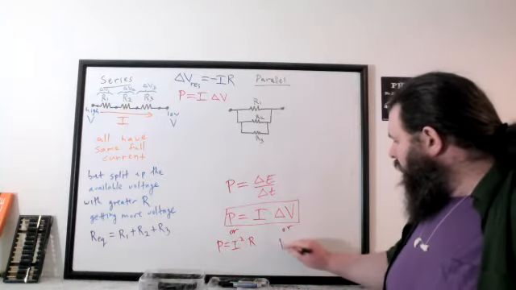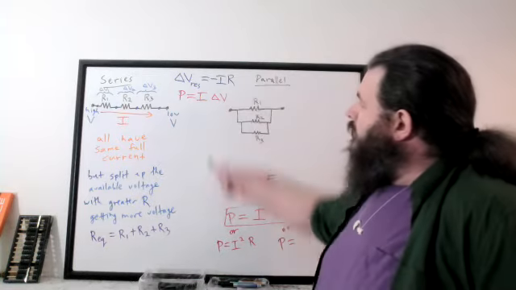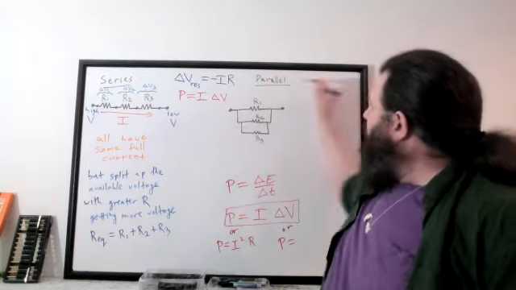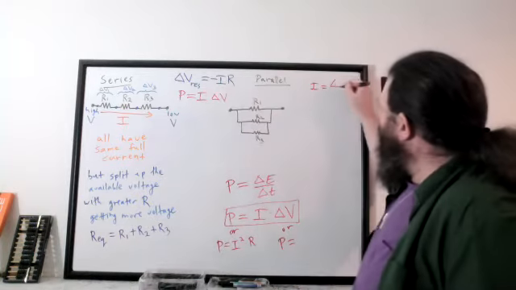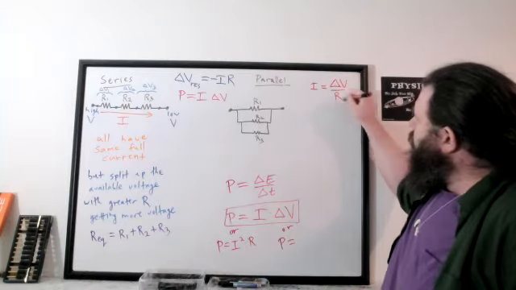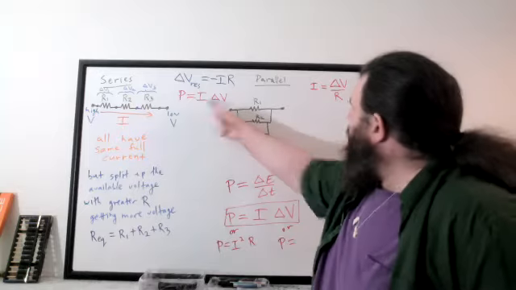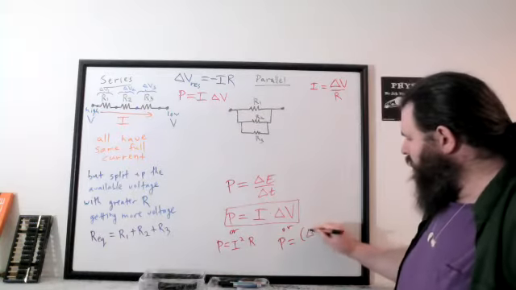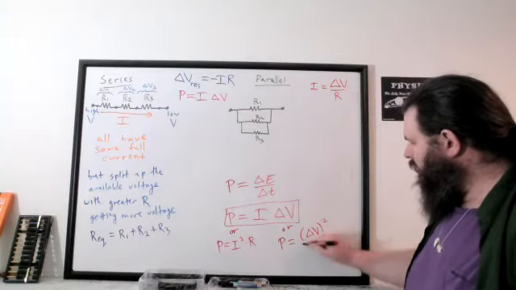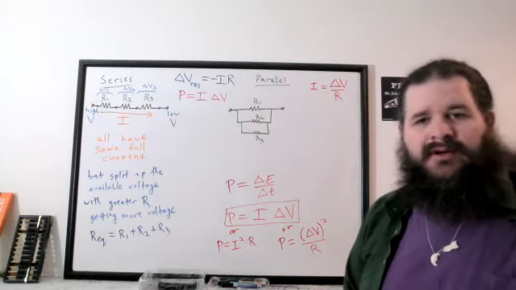Or another alternative, instead of replacing delta V with IR, you could rewrite current: solve this for current, you get delta V over R. Again, ignoring the negative sign for the moment. Replace current with delta V over R, the delta V's combine, so we get delta V squared over R. Or sometimes that's just written as V squared over R.